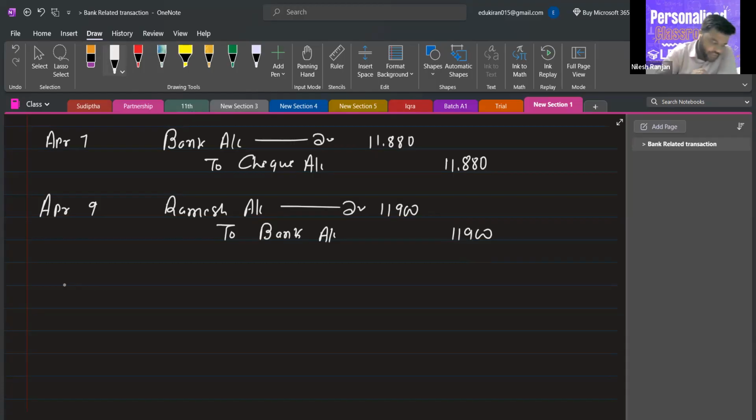Now, this is the April 9 transaction. On April 20, Ramesh settled his account by issuing a check, including 60 for interest. So on April 20, we received again a check. Is there any other information about depositing this check? It says including 60 for interest, but no information about depositing this check into the bank.